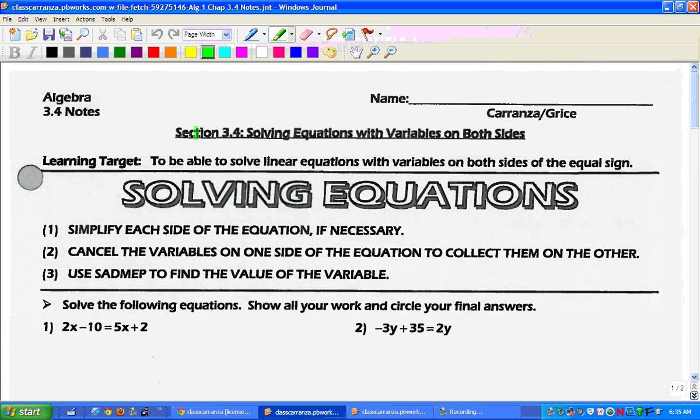Today we are going to be talking about solving equations with variables on both sides. Our learning target today is to be able to solve linear equations with variables on both sides of the equal sign.